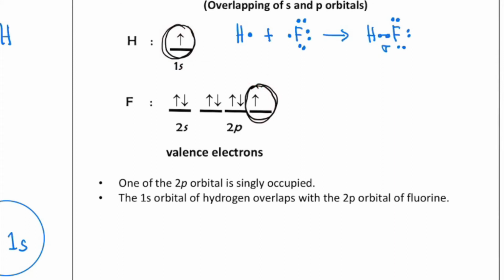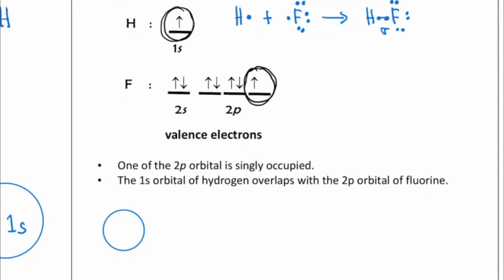Alright, and then so over here saya dah tulis one of the 2p orbital is singly occupied and the 1s orbital of hydrogen overlap with the 2p orbital of fluorine. Okay, so dia akan hasilkan sigma bond. So let us draw. Start with 1s. Okay, so 1s hydrogen, then ada 1 electron. Okay, overlap with 2p and we know that the shape of 2p adalah dumbbell. So we have to draw dumbbell.